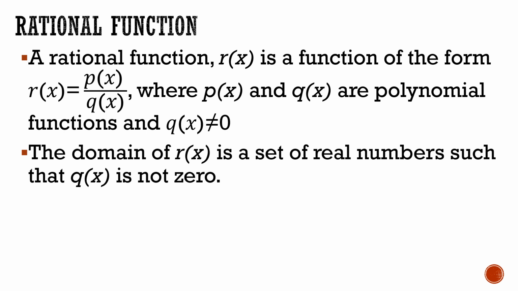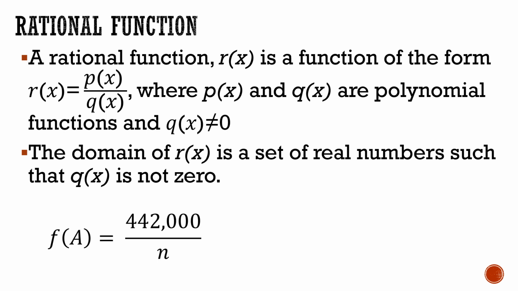Bakit po hindi pwedeng maging 0 si q of x? Kasi kung mapapansin nyo po, ito pong p of x over q of x is a fraction. So, ang fraction po natin, bawal pong maging 0 ang denominator kasi the moment na maging 0 po ang denominator, magiging undefined po siya. Kaya, kailangan daw po na si q of x daw po is not 0.